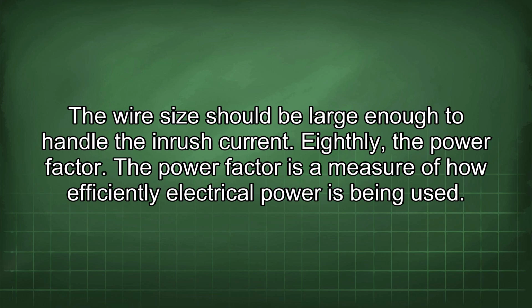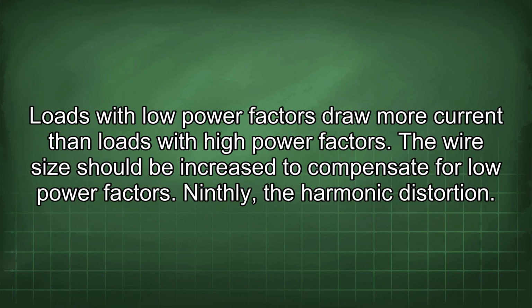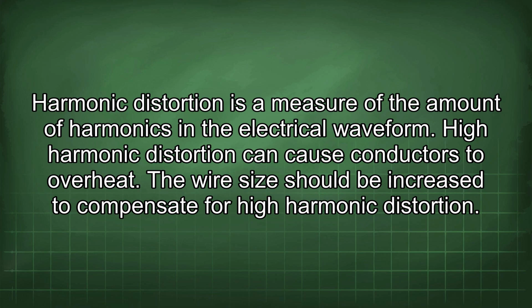Eighthly, the power factor. The power factor is a measure of how efficiently electrical power is being used. Loads with low power factors draw more current than loads with high power factors. The wire size should be increased to compensate for low power factors. Ninthly, the harmonic distortion. Harmonic distortion is a measure of the amount of harmonics in the electrical waveform. High harmonic distortion can cause conductors to overheat. The wire size should be increased to compensate for high harmonic distortion.